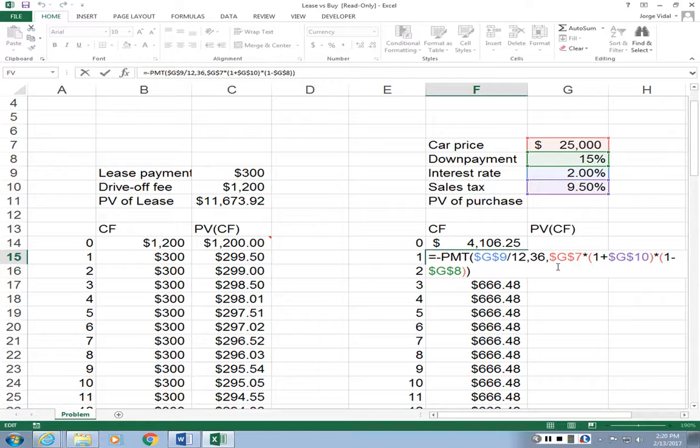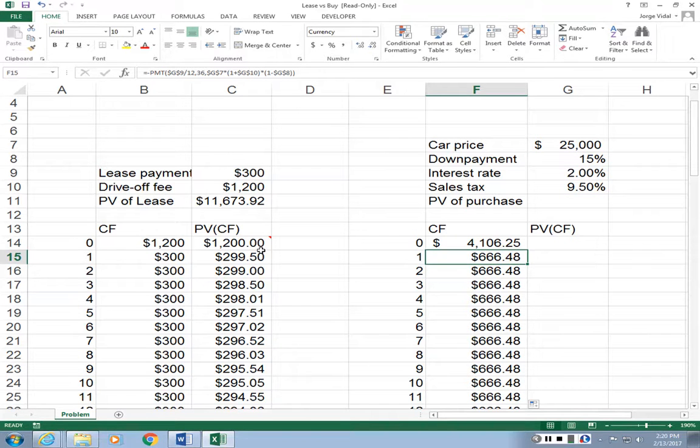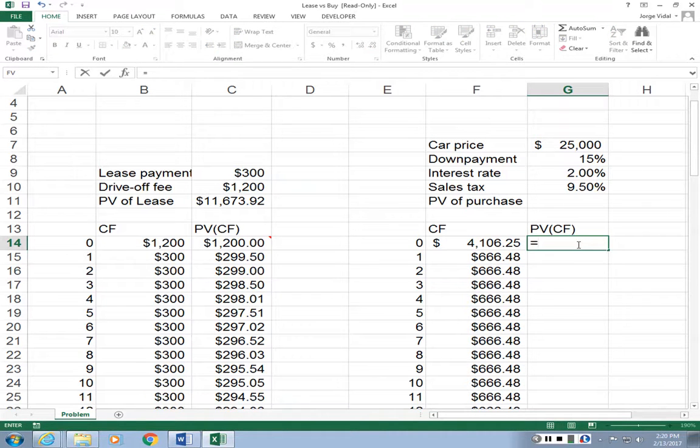Oh, excuse me. I put that in front of the payment function. The payment function gives you a negative number, so just to make it positive, I put a negative. And now on your own, do the same thing. Find the present value of each one of those payments. So you have to use this one, present value.